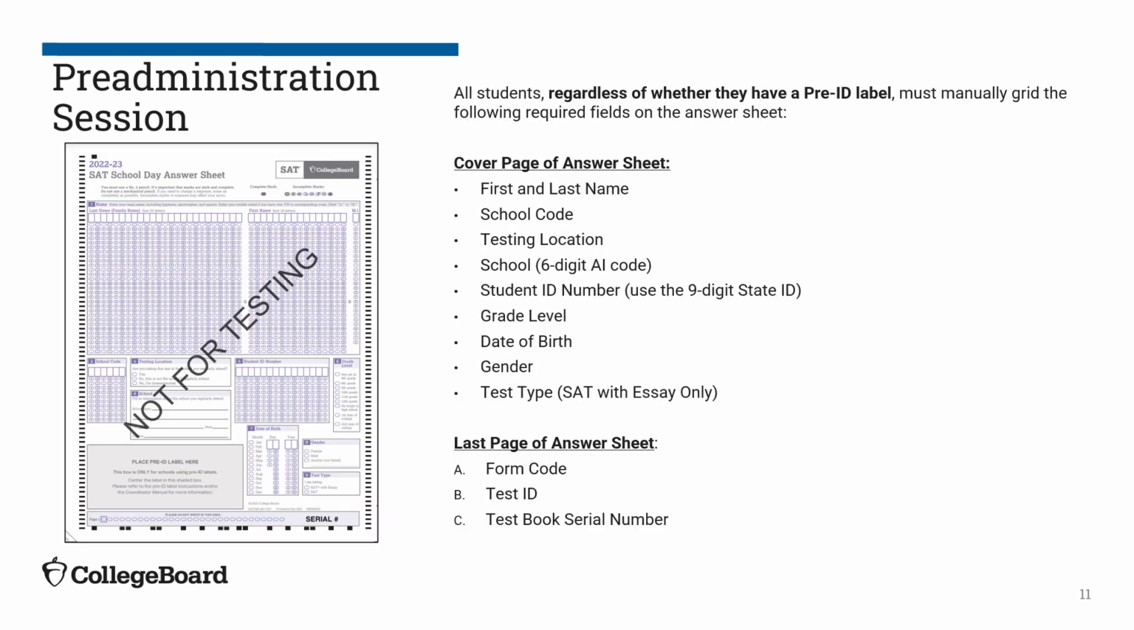All students, regardless of whether they have a pre-ID label or not, must manually grid the following required fields on the answer sheet. On the cover page of the answer sheet: first and last name, school code, testing location, school using the 6-digit AI code, student ID number, which is the SAS ID, grade level, date of birth, gender, and test type for SAT with SA only. On the last page of the answer sheet, be sure that students grid in form code, test ID, and test book serial number.